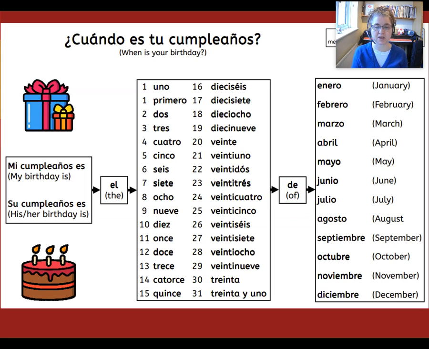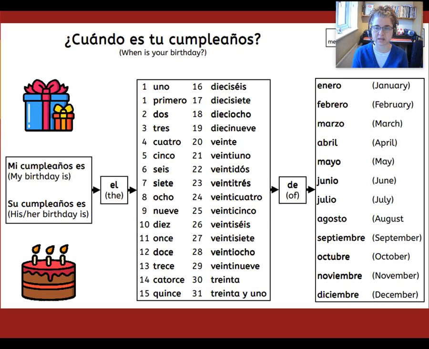So if you're putting together a sentence about your birthday, you would start off with mi cumpleaños es, my birthday is, then el for the, then you pick your number, then de for of, and then finally the month on the end. So how would we say, for example, my birthday is the 12th of March?